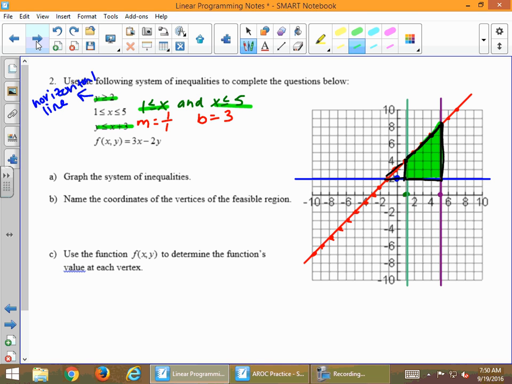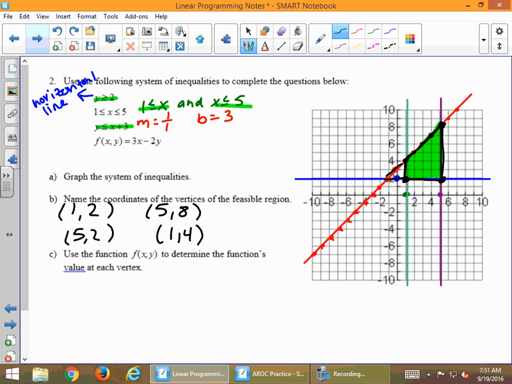So we graphed our system. Now we have to state the vertices on the shape. Someone give me one of the vertices. 1, 2. Good. 1, 2. What's another vertex? 5 and what? 2. 5 and 2. What's another vertex? Tell me. Another one. Joanna, what's another vertex? We have 5 and 2, 5 and 8. Good. And what's our last one? What is it?